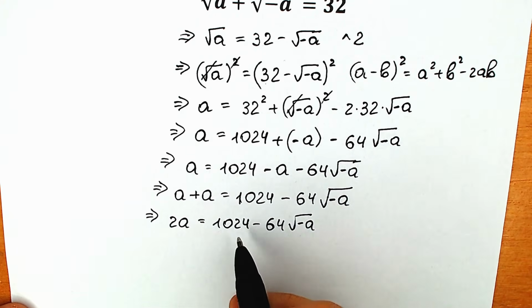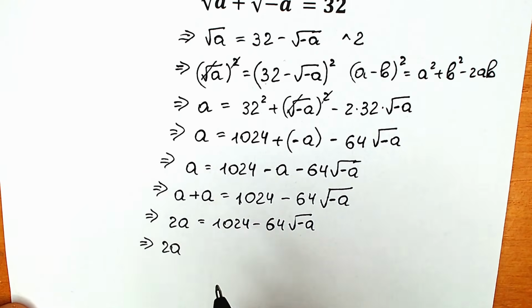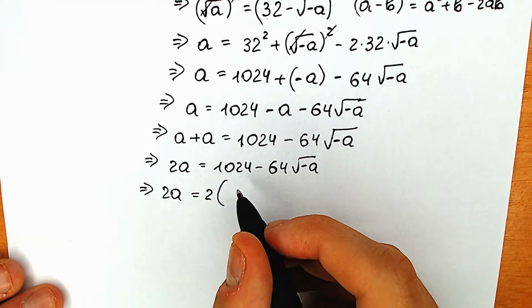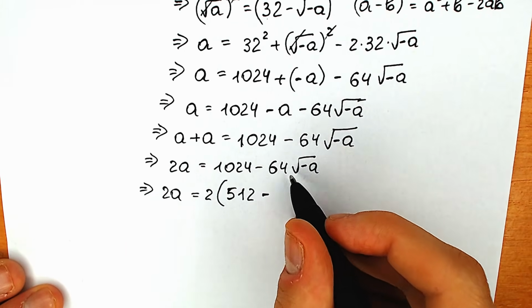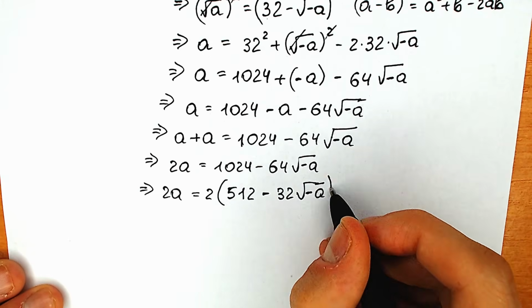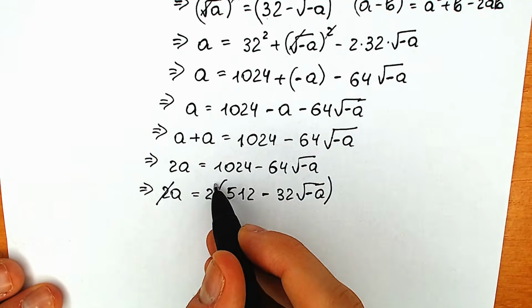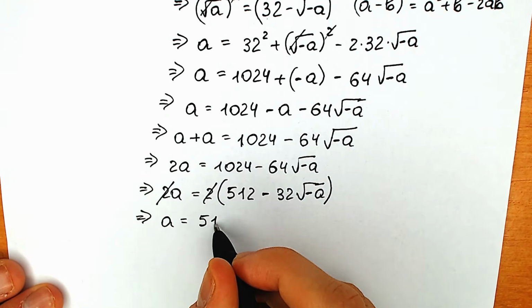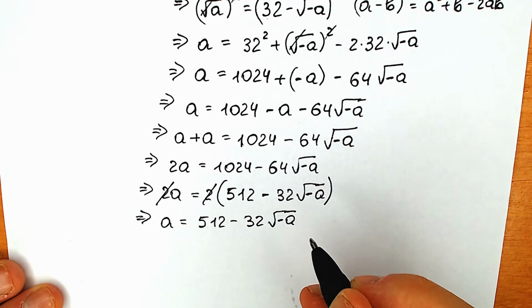What we're going to do next, right now let's factor from here 2, so as a result we will have 2a on the left side, and on the right side we can easily factor 2. As a result, in our parentheses we have 512 when we factor 512 minus 32 times square root of minus a. And right now let's cancel these two. We can easily do this because this is our multiplication, so we can easily cancel these two. As a result, we will have a equal to 512 minus 32 square root of minus a.